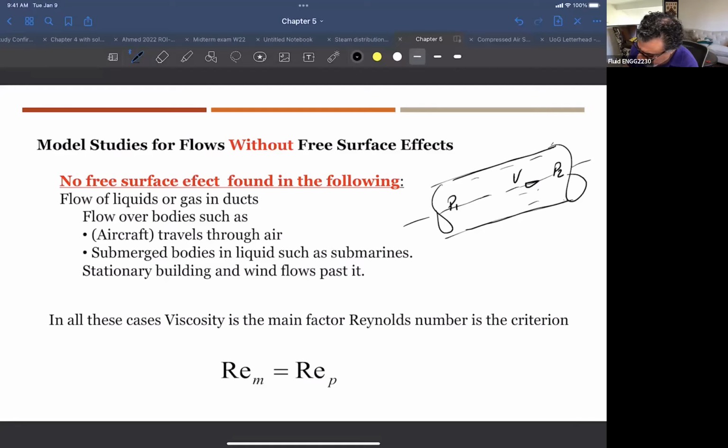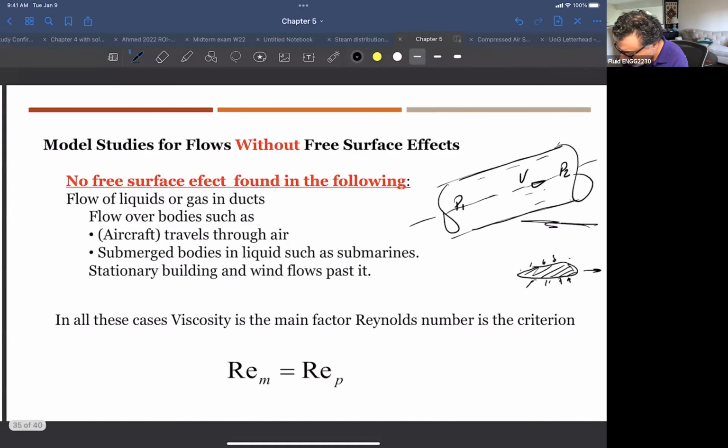Same thing if you have a submarine, right? So this submarine here is moving underwater. Again, the forces on this surface here are not on a free surface, which means that there is also some resistance, and this resistance will be coming from viscous effects, right?